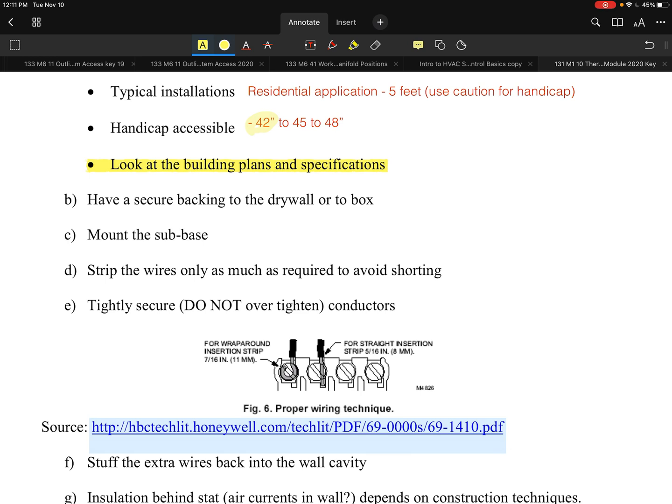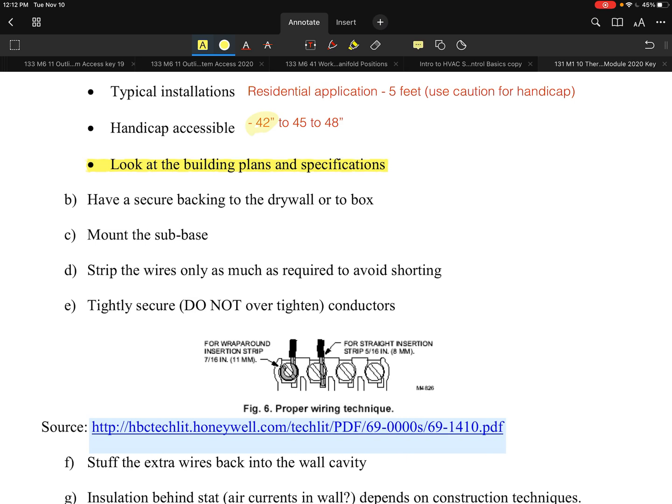So item B talks about having a secure backing to the drywall or to the box. And the challenge that sometimes we have is, there's nothing worse than when you are mounting a thermostat and you have to pull it off of the sub base and all the screws and everything pull right out of the wall. That's not the greatest feeling when you're a tech, because now you have to spend more time trying to figure out how, you might need another anchor or some other backing behind it.